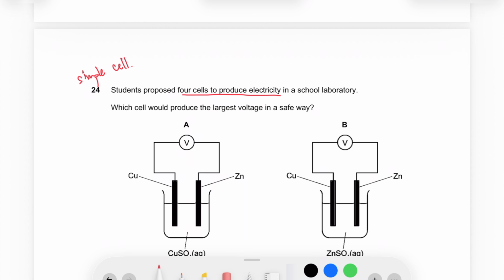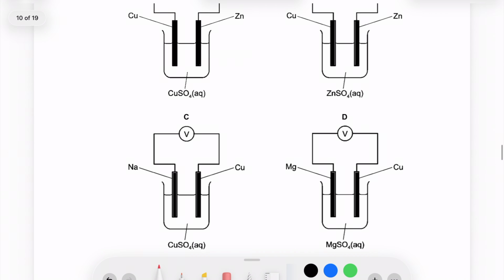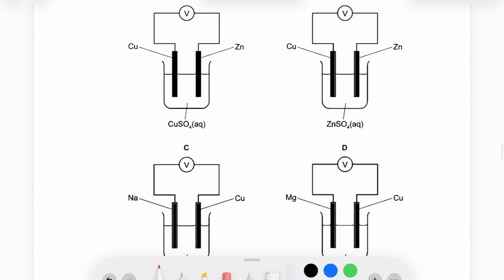So which one gives you the largest voltage? The two metals must be further away from each other in the reactive series. So let's look at the options. If you do your reactive series ranking, magnesium will be the highest among these, followed by zinc, then copper. If you want the brightest, sodium is here, so sodium is possible as well.